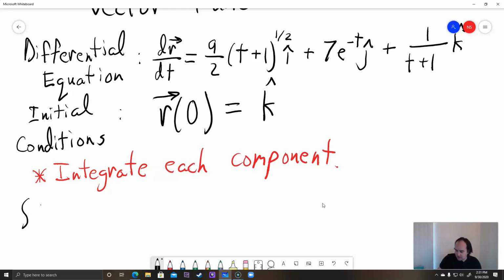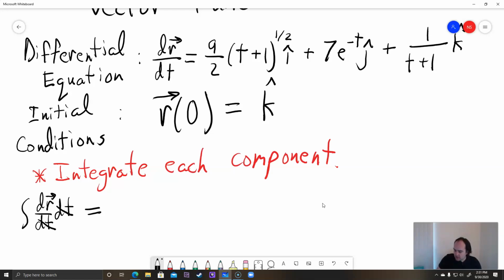Okay, so what it means is we're integrating each component dt. So we're going to have the integral of dr/dt with respect to t. It's almost like the dt's cancel, and you have the integral of dr. So it kind of makes sense like that. And then integrating each component.